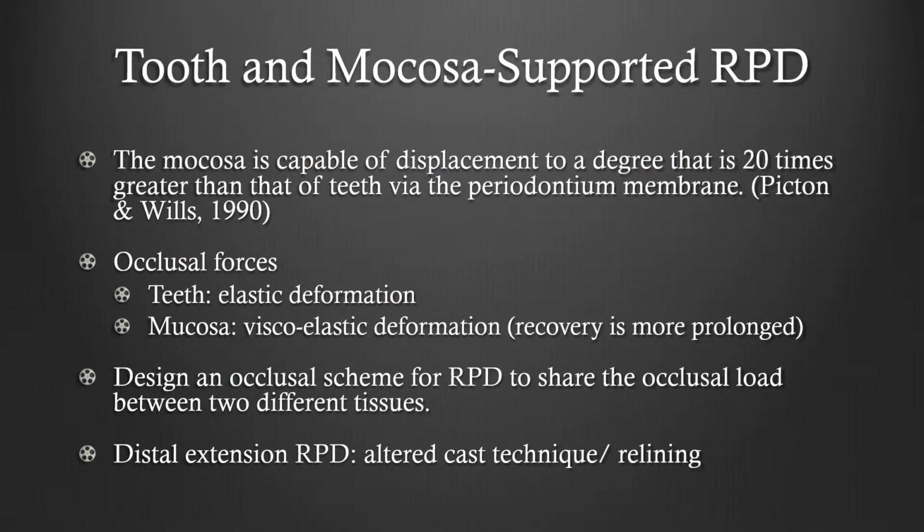With regards to the tooth and mucosa supported denture, there are differences in the amount of displacement under loading, and type of deformation. These differences could cause some clinical problems as the occlusal loading is shared between two very different tissues. Therefore, Applegate described a technique of distal extension partial denture fabrication, known as altered cast technique. Besides, realigning may be sufficient to restore the occlusion in saddle areas.